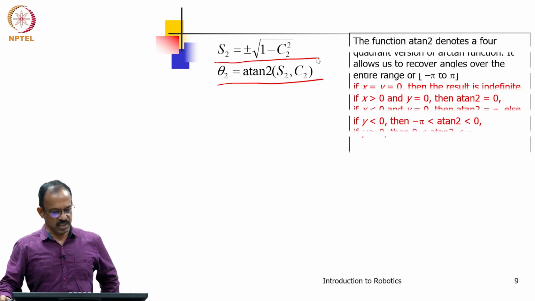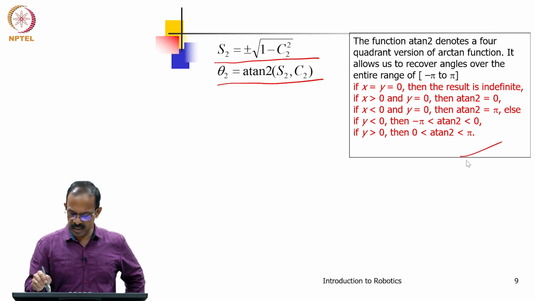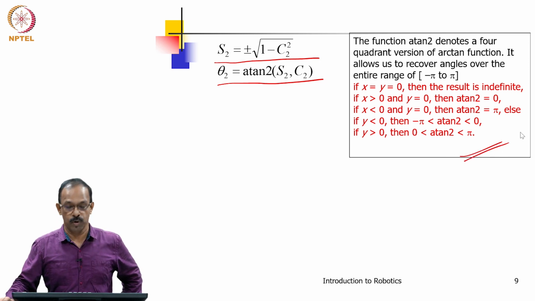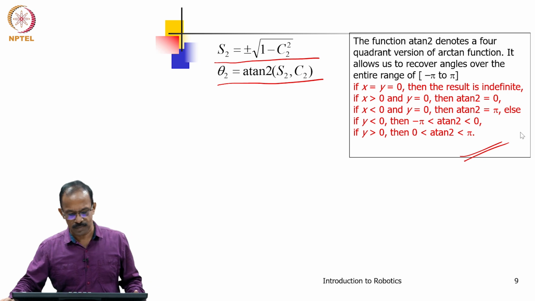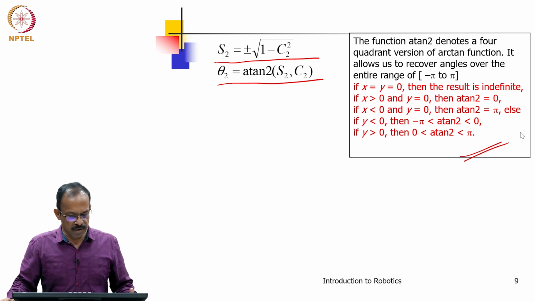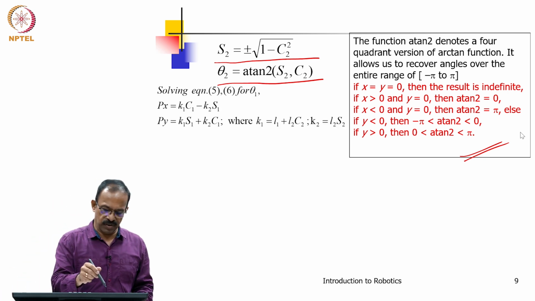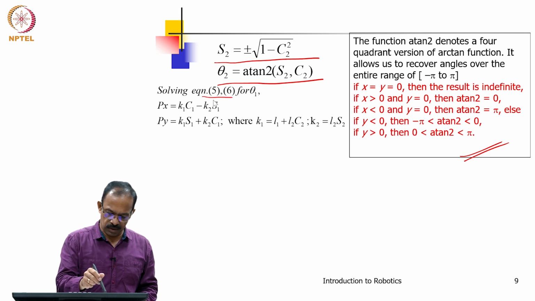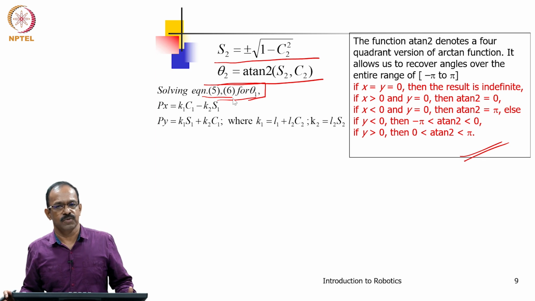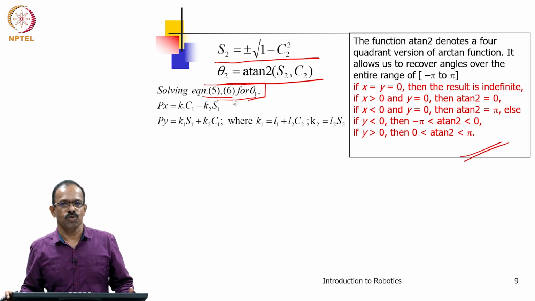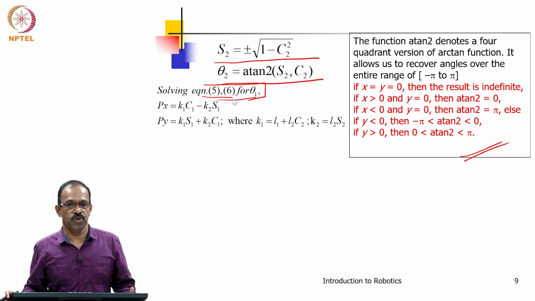Now, using the other equation, this one I already explained, how do you use A tan to get theta 2. We can actually solve these 5 and 6 for theta 1. So, now theta 1 is to be solved. Theta 1 cannot be directly solved, so we need to have a substitution here.